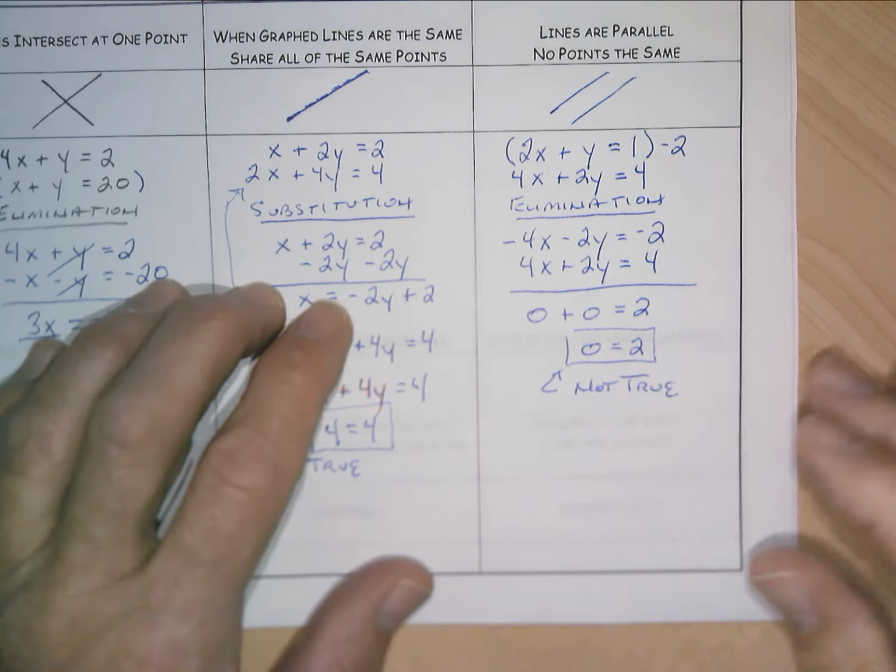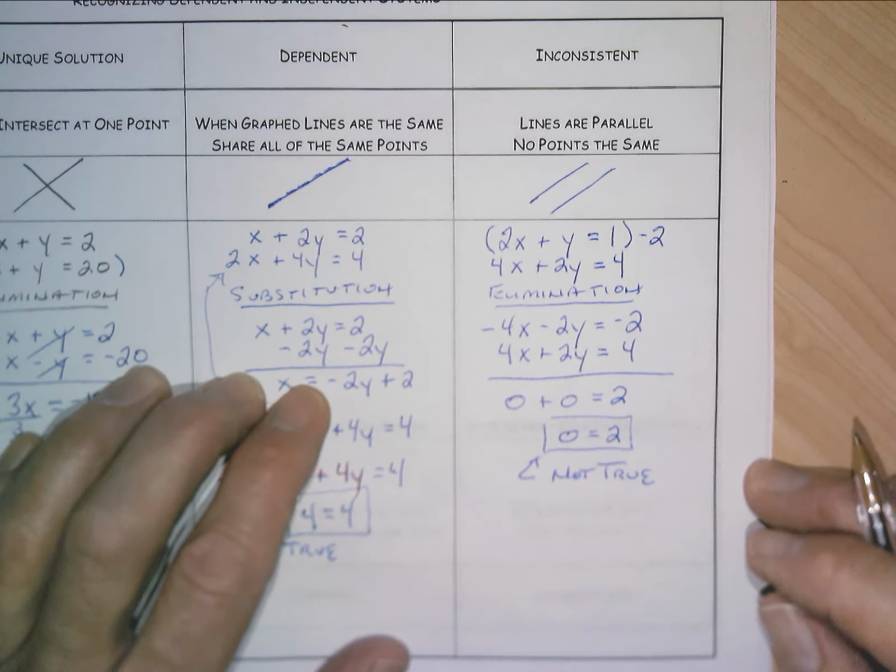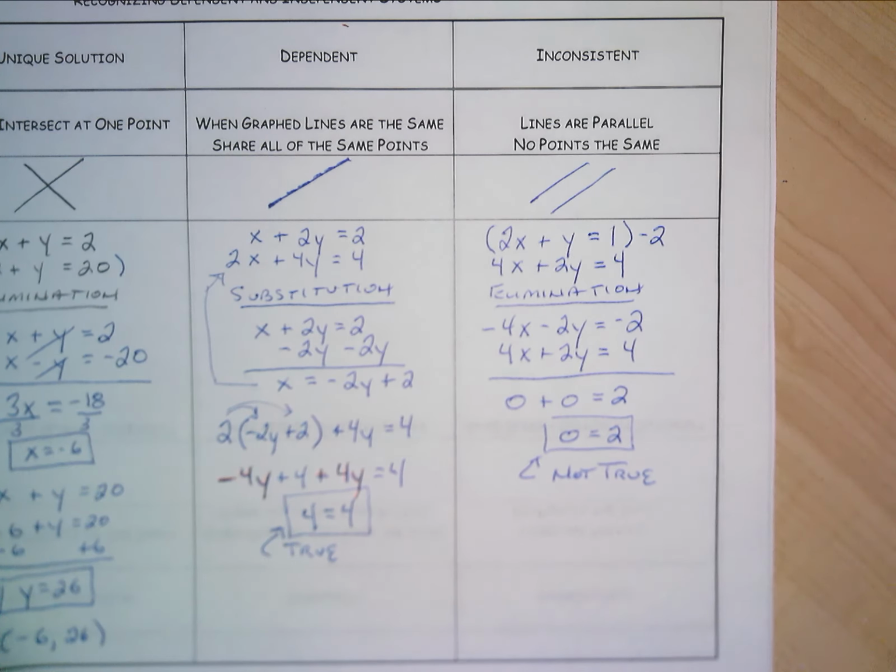If I go to solve a system of equations and I get some weird statement that looks like this, 0 equals 2, it means that the two equations I was given produce lines that are parallel. And there is no solution. They don't have points that are the same. And the mathematical term for that kind of system is called inconsistent. It is at the top of that column.